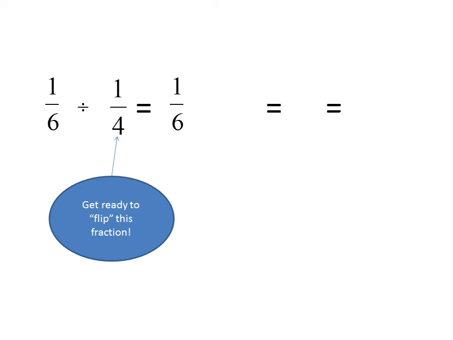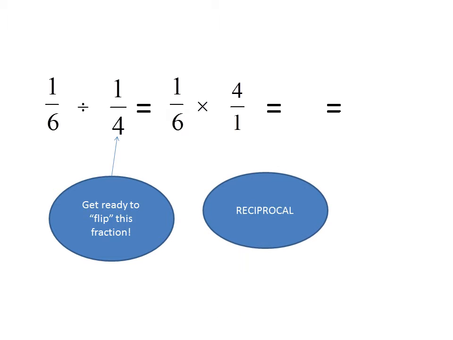We rewrite the 1/6, and now we're going to change our problem from a division problem to a multiplication problem. If we change from division to multiplication, we have to change the number following the sign. So we flip the fraction. 1/4 becomes 4/1. This is called a reciprocal. That's a fancy name for flipping the fraction.